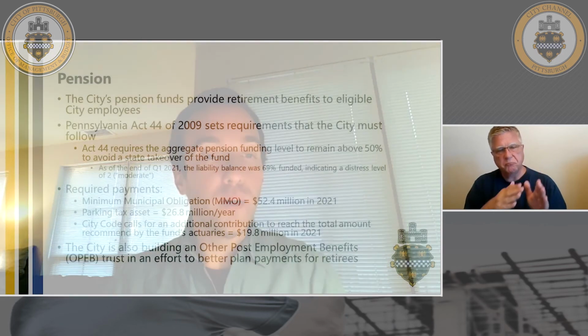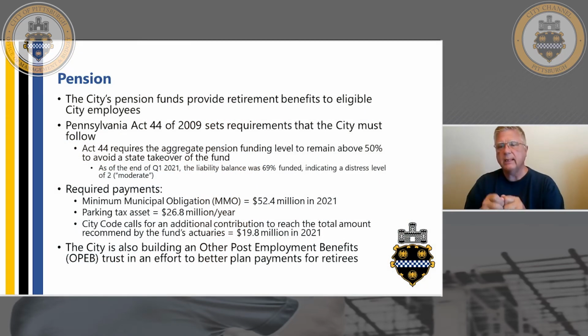There's the minimum municipal obligation, the MMO. That number is set by the state each year, depending on current liabilities and assets. For 2021, it's $52.4 million. We have an arrangement, an internal grouping, to shift part of our parking tax revenues into the pension fund every year. So that's $26.8 million.